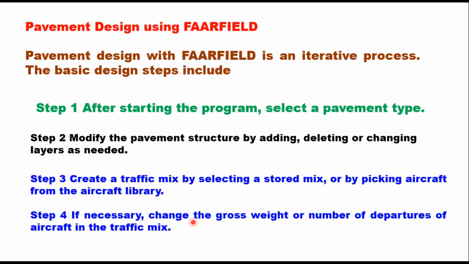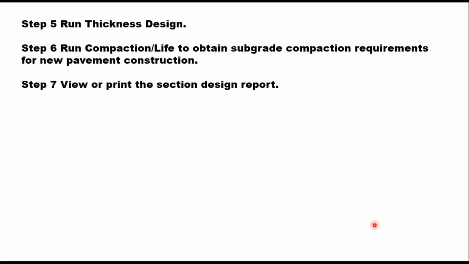You can choose the aircraft from that library also, or you can create your own mix of aircraft. If necessary, change the gross weight or number of departures of aircraft in the traffic mix. The design is based on tire pressure and tire width, and therefore when you change the gross weight, the tire pressure will automatically change. Then run the thickness design, run the compaction or life to obtain subgrade compaction requirement for new pavement construction, and then you can see the print of the design report. Now let me explain this procedure using a simple example.